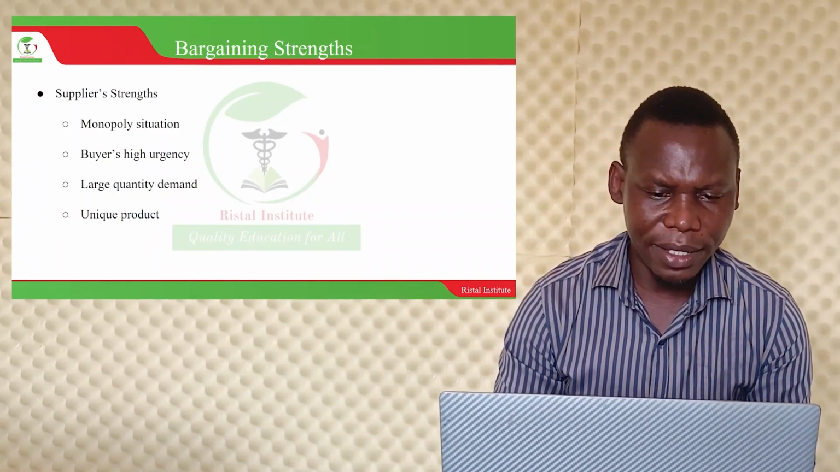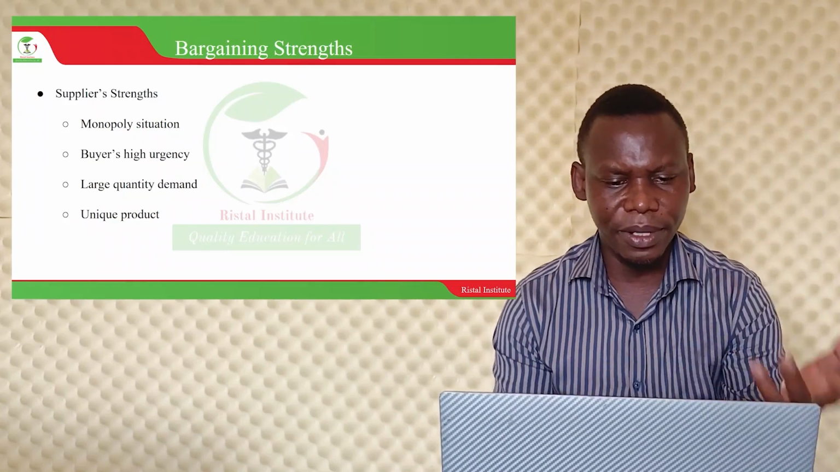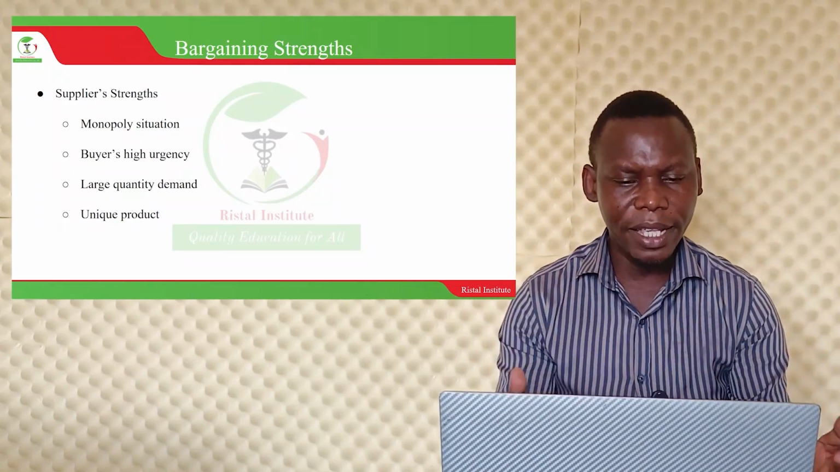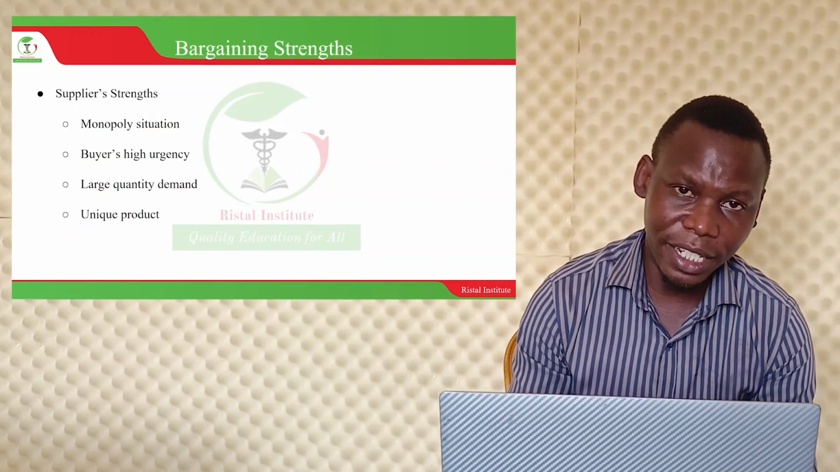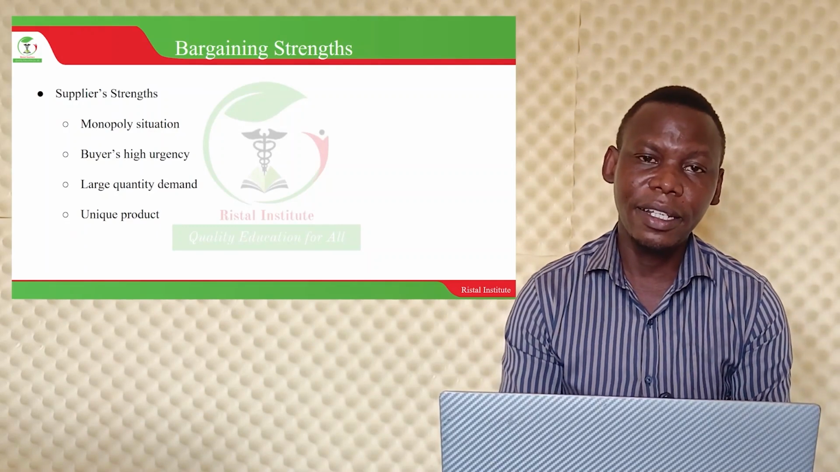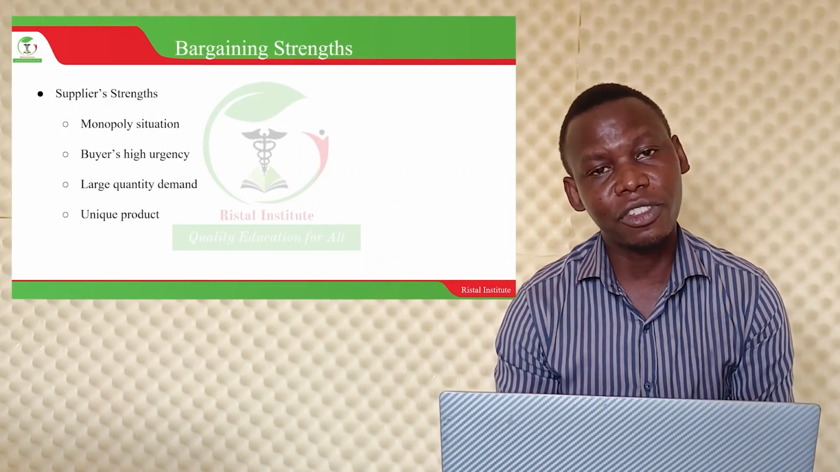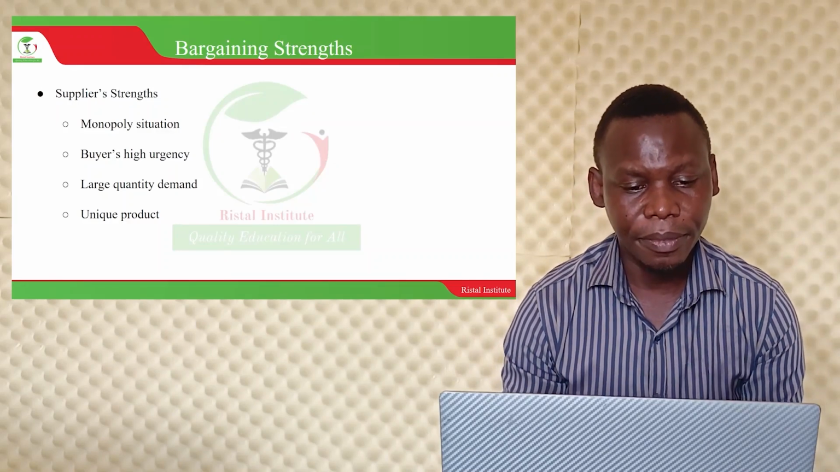Let's look at the supplier side. Of course, it's the opposite of the other one. When a supplier is a monopoly, as I already explained on the buyer side, then the supplier becomes a strong bargainer.